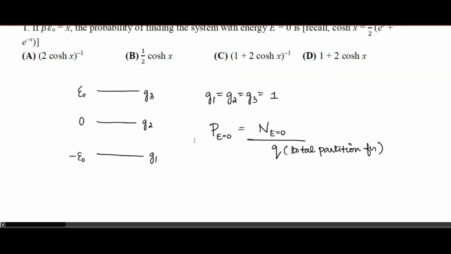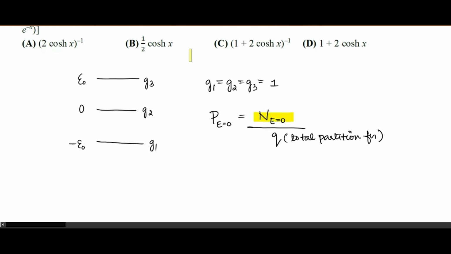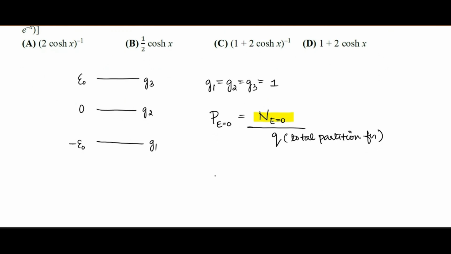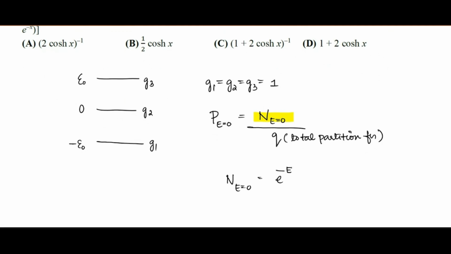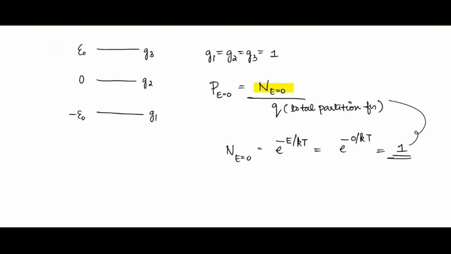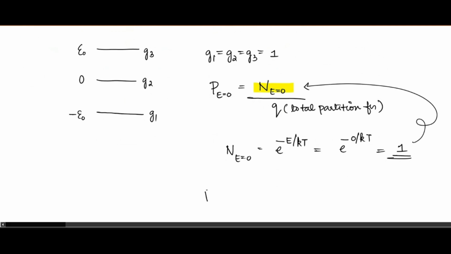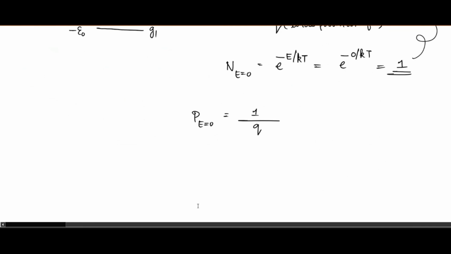Now n is equal to the number n when e is equal to 0. That's the expression n when e is equal to 0. That is equal to e to the power minus energy divided by kt. Energy is 0, so e to the power 0 by kt. Any number raised to 0 is 1. So we substitute, the probability for the system when the energy is equal to 0 is actually 1 by the total partition function. Inverse of total partition function.